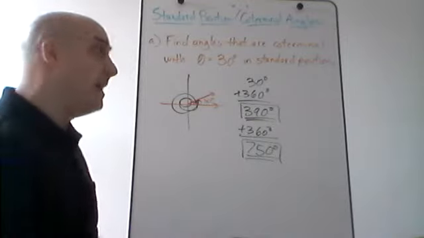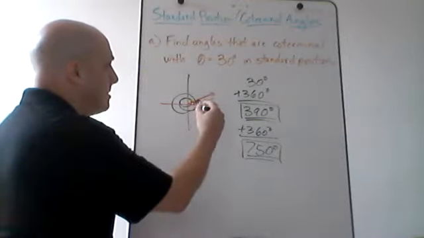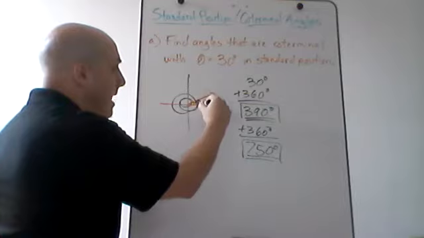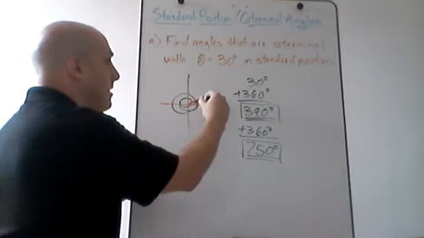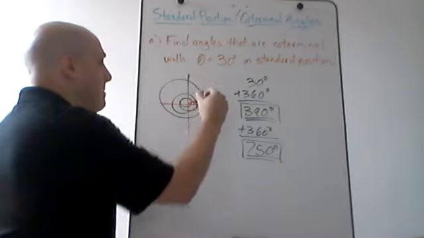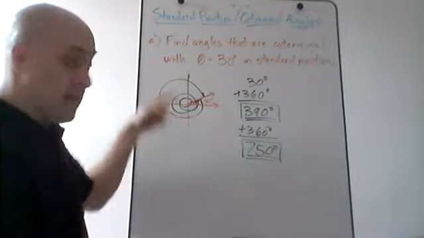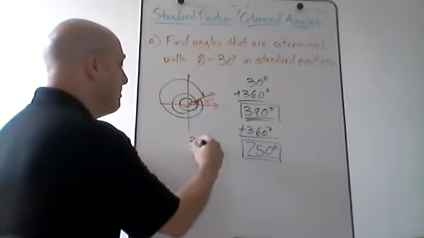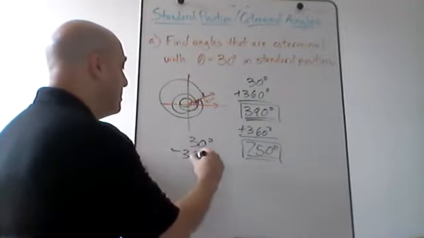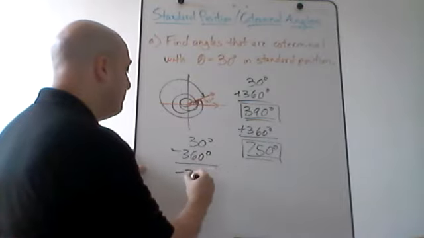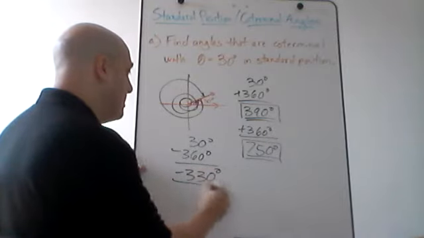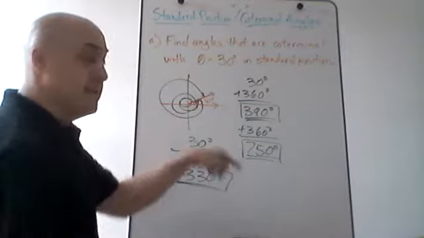I can also find negative coterminal angles, right? If I start at the 30 degree angle and I go one full lap around this way from there, well, then that's going to get me to that same spot. So if I do 30 degrees minus 360 degrees, that's going to be negative 330 degrees, also coterminal with these other ones, right?